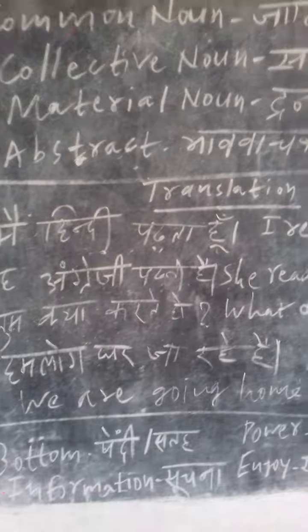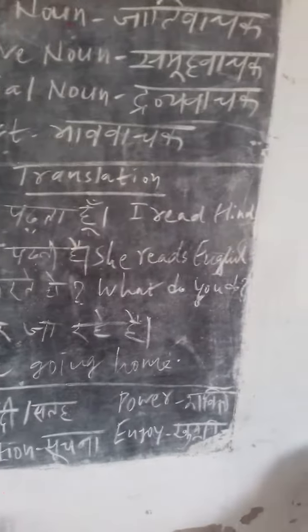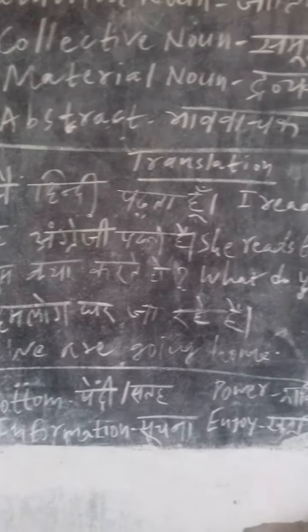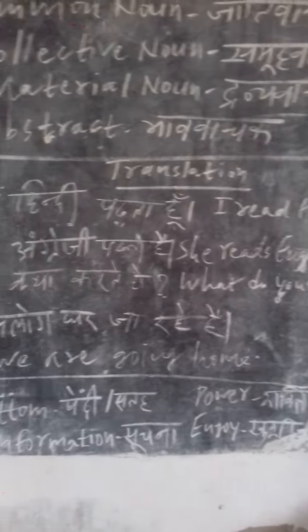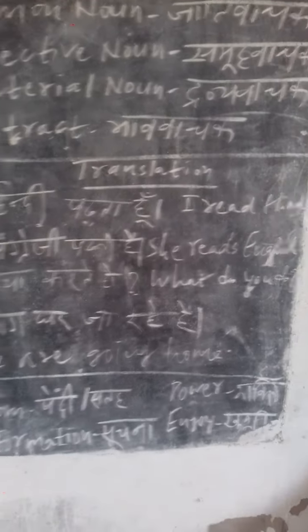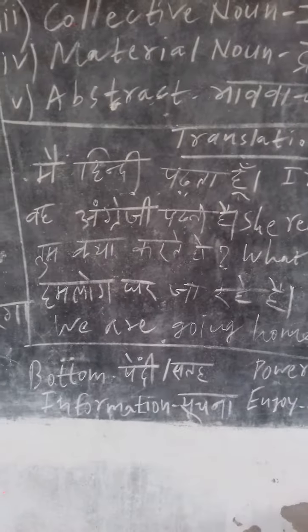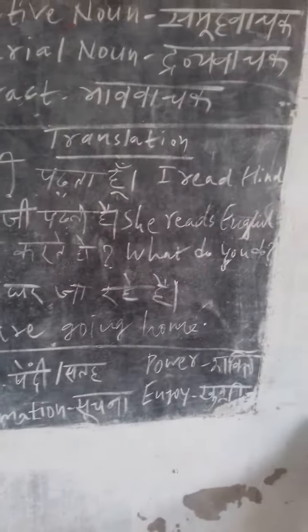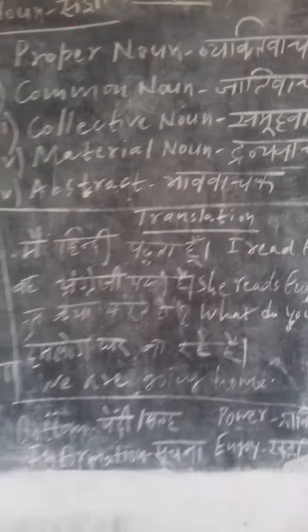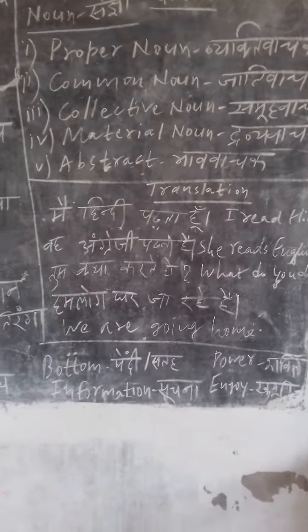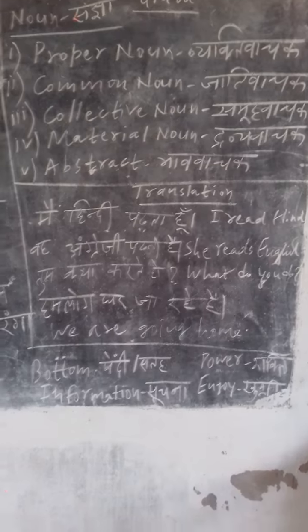And in translation, you can see: main Hindi padhta hun, I read Hindi; wah angreji padhte hain, she reads English; wah angreji padhti hai, she reads English; tum kya karte ho, what do you do; hum log ghar ja rahe hain, we are going home. Like this you can write and learn properly and can use in your day-to-day life.